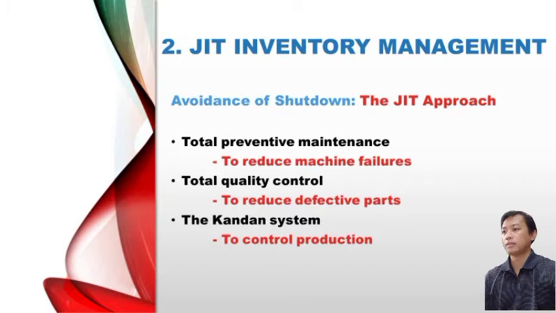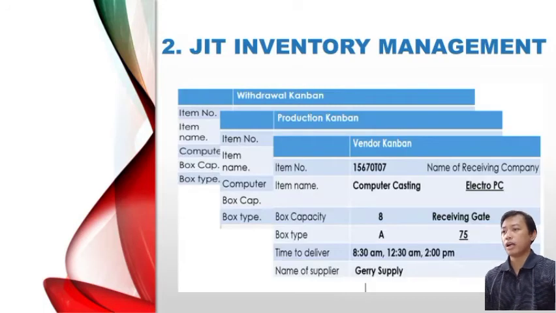So what is the Kanban system? The Kanban system is responsible for ensuring that the necessary products are produced in the necessary quantities at the necessary time. We have here the card system used to monitor work in process: withdrawal Kanban, production Kanban, vendor Kanban. So we have here the example of the cards: withdrawal Kanban, production Kanban, vendor Kanban.